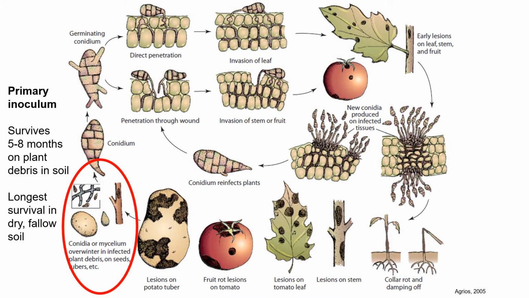So any disease will start with primary or initial inoculum. In the case of the Alternaria species, conidia or mycelium that have overwintered in plant debris, on seeds or on tubers, serve as primary inoculum. This primary inoculum can survive between 5 to 8 months on plant debris or in the soil. It's been noticed that the longest survival is actually in dry, fallow soil. And this, of course, we find a lot in South African conditions.